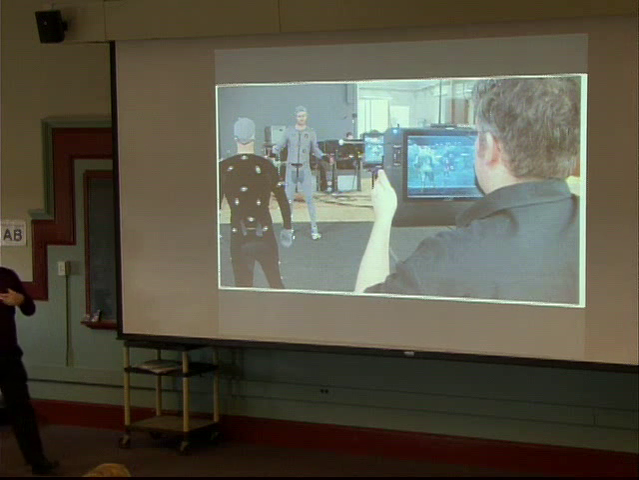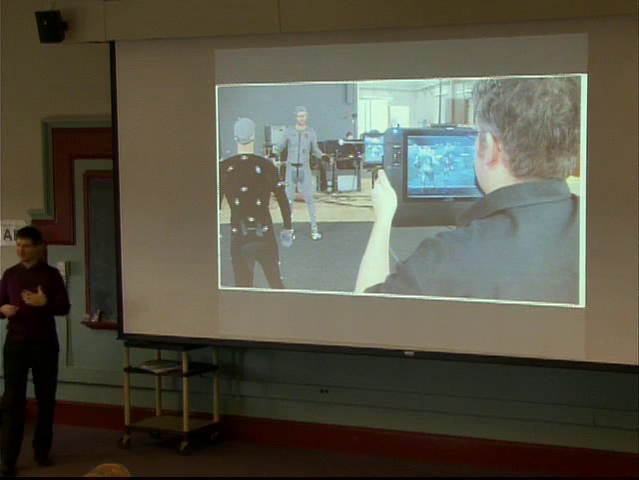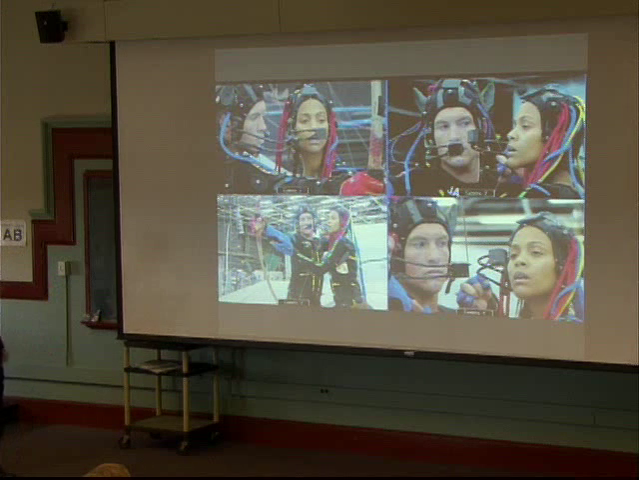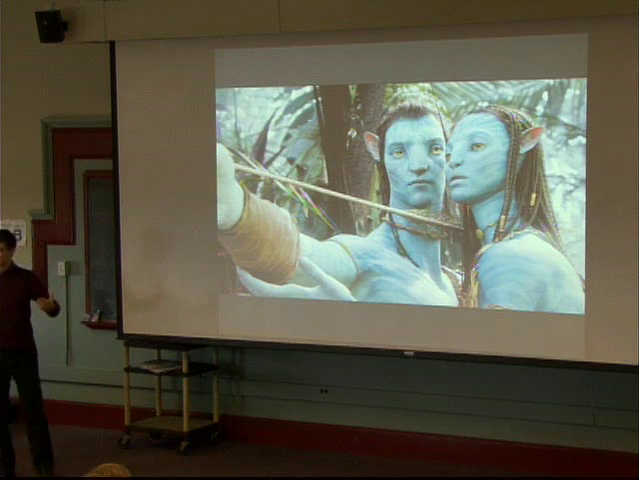Certainly this came into the public consciousness with the Gollum character from the Lord of the Rings trilogy. These days, of course, Avatar was also a big motion capture thing. Here, these people were performing not only with the motion capture suits, but also with these cameras looking at the dots on their faces for doing some facial motion capture. And then that turned into these very realistic performances.